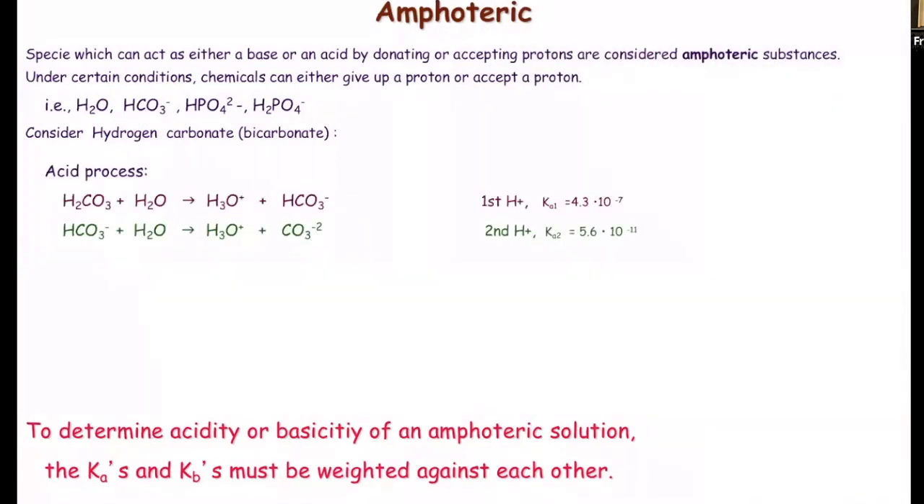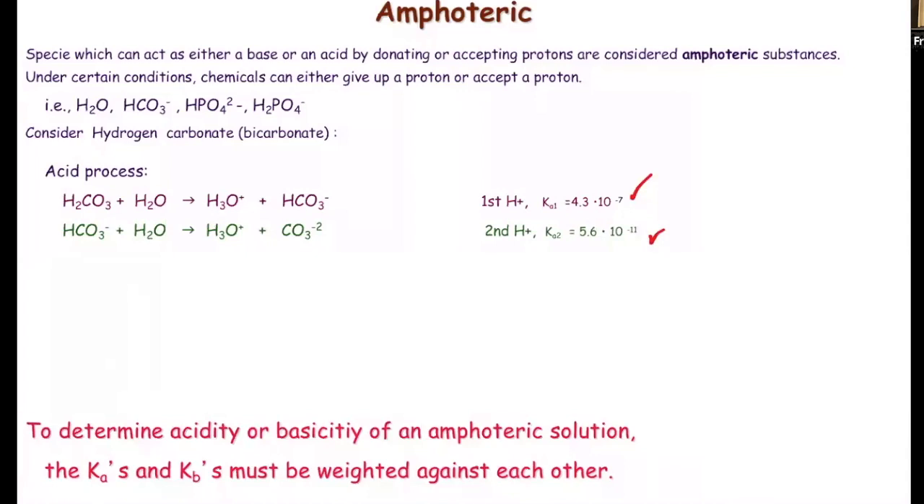Okay, if we look at carbonic acid, the first hydrogen comes off to the tune of 4.3 times 10 to the minus 7. The second one's much more difficult to come off, as shown by the smaller equilibrium constant, but it can come off. It's 5.6 times 10 to the minus 11. Okay, 5.6 times 10 to the minus 11.